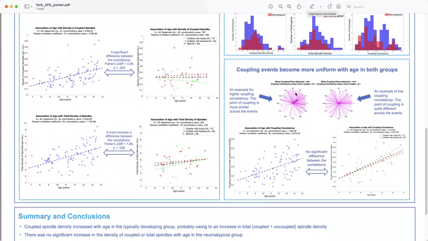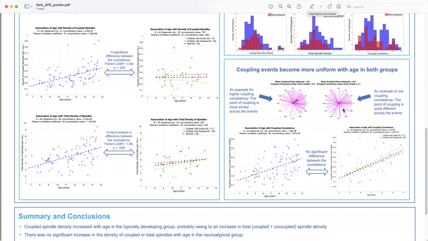So each line here denotes a single event of a coupling between a sleep spindle and a slow oscillation. And the slow oscillation positive peak is denoted as 0. Then the spindle peak can be at 0 as well, or it can be anywhere else on the slow oscillation. For example, shortly after the positive peak, around here, 30 degrees. And we see 2 examples.